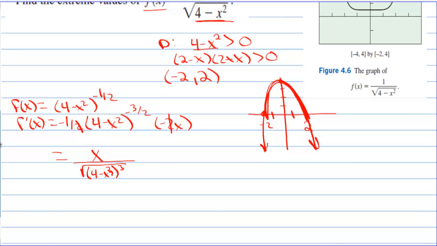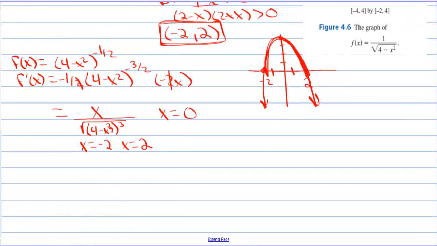This fraction will be 0 at x equals 0, so that's a critical point. And the possible values that could make the denominator 0, or where the derivative is undefined, is at negative 2 and positive 2, but the original function isn't even graphed at those values. So now we don't even have to consider where this function is undefined because it's not even in the domain. The only place we have to look is at x equals 0. So we look at x equals 0.